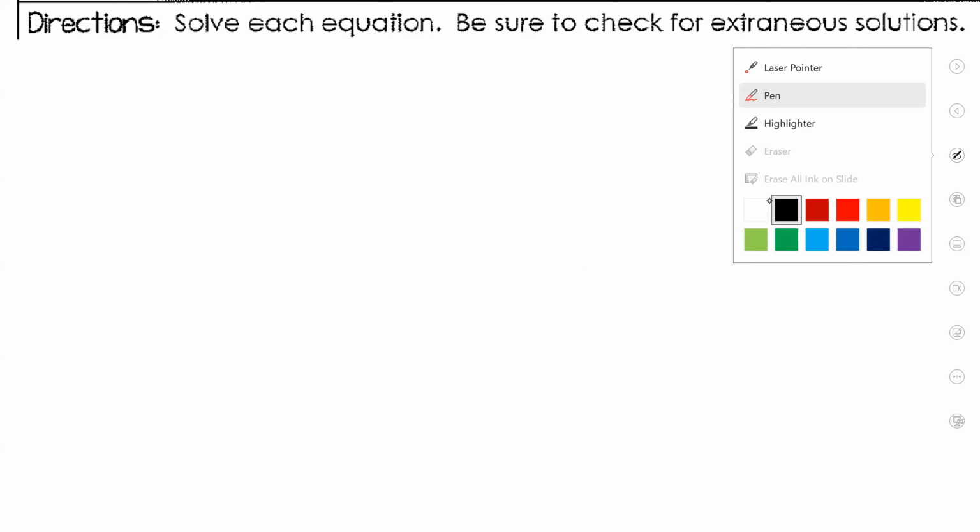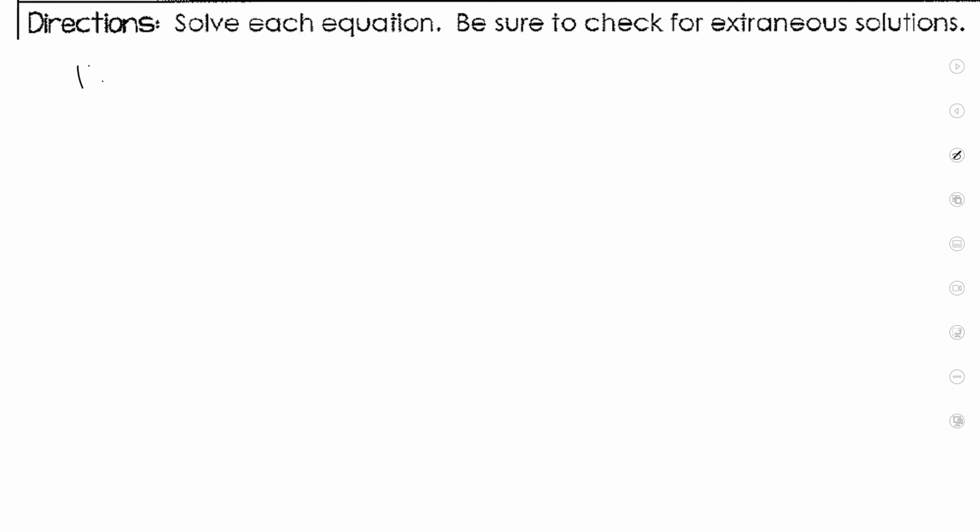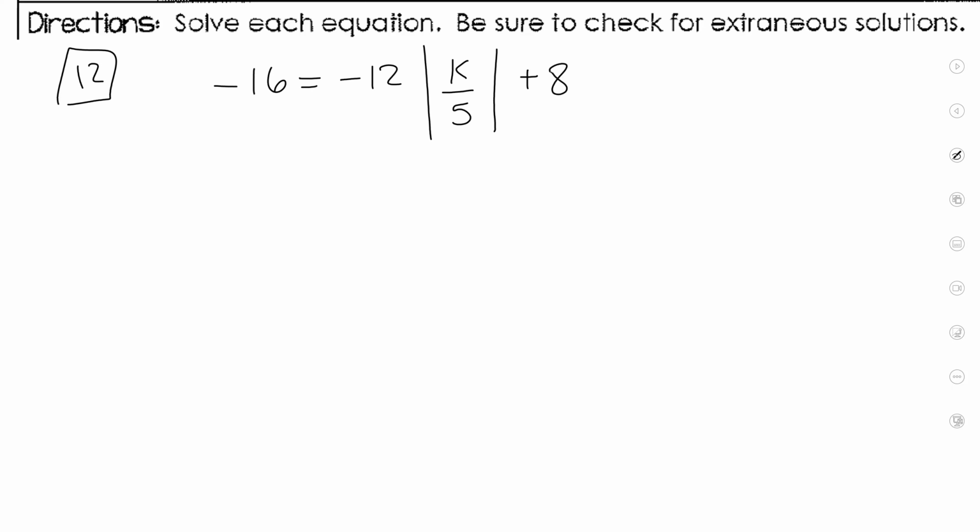All right, guys, this is number 12 in the practice. So it says negative 16 is equal to negative 12 times the absolute value of k divided by 5 plus 8. So let's get rid of the plus 8. How do we get rid of it? Subtract it. So I'm going to subtract it from this side. And what we have is negative 16 minus 8. That's negative 24. Everything else will just come down. I have negative 12 times k divided by 5, absolute value.